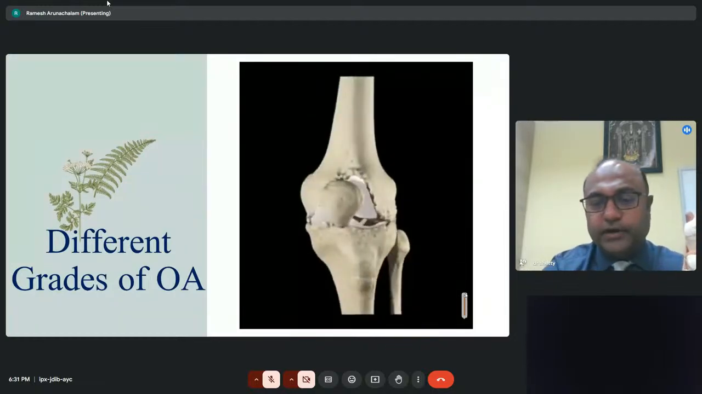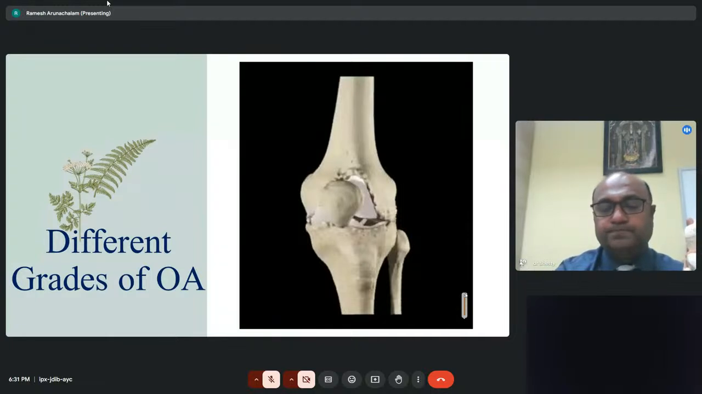So, in summary, there are 4 grades of arthritis. Grade 1 and grade 2 are the early stage. Cartilage is still holding on and it can be managed without surgery. Grade 3, especially grade 4, will require a surgical intervention. Next slide.